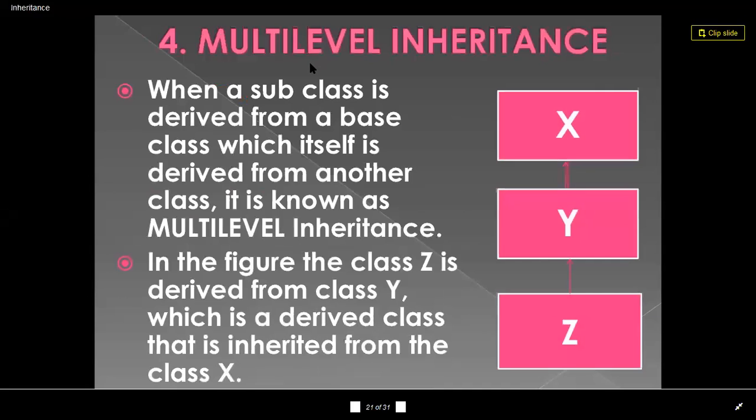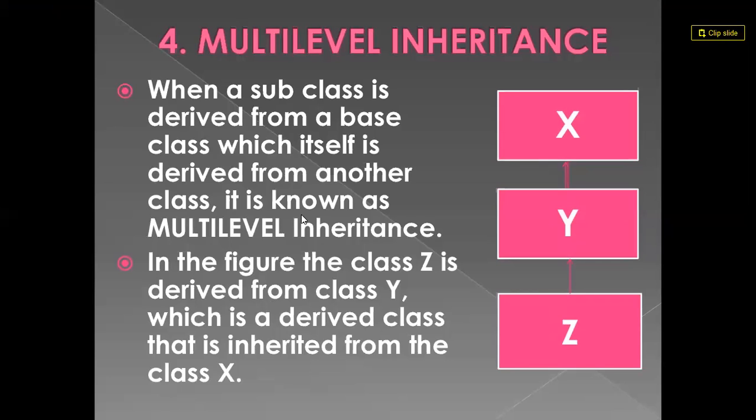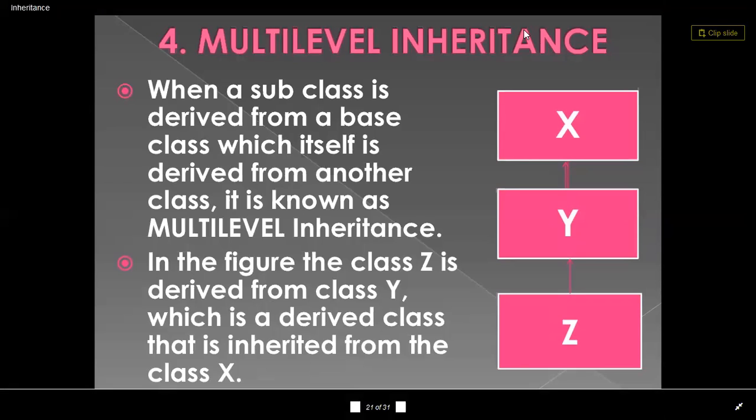Now here's another one, that we call multi-level inheritance. In this case, what happens is that class x is first created, then class y inherits from class x, and then z inherits from class y. So there are different levels of inheritance. It can be 2, it can be 3, it can be 4. So when a subclass is derived from a base class, which itself is derived from another class, it is known as multi-level inheritance. In our example that we practiced, you can think like this: we start with the animal class, and from the animal class we derive the bird class.